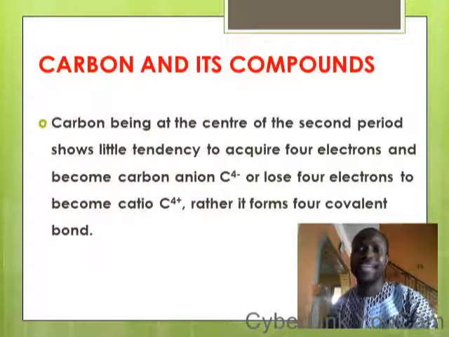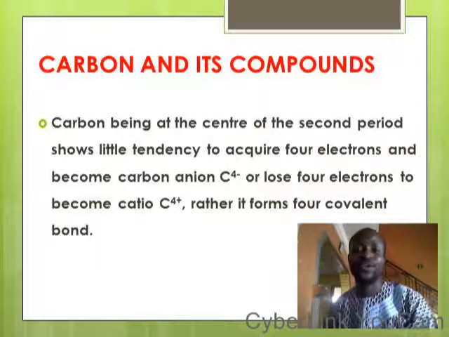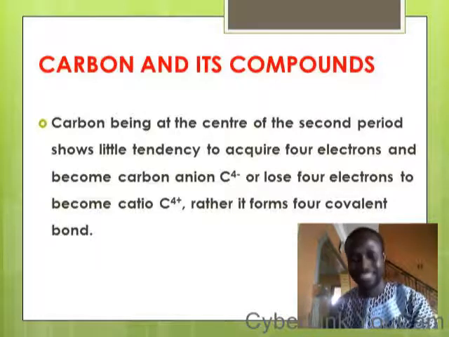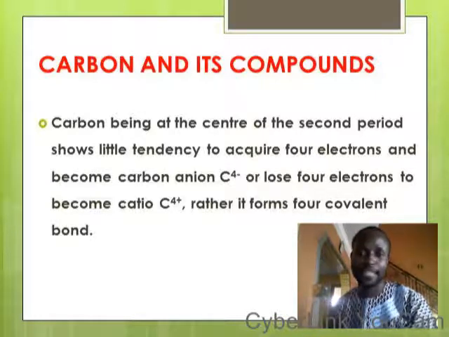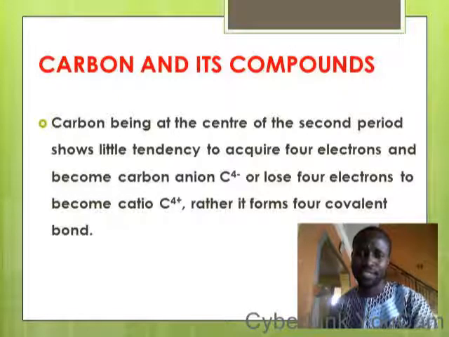Carbon, being at the center of the second period, shows very little tendency to acquire 4 electrons and become a carbon anion, or lose 4 electrons to become a cation. Rather, it forms 4 covalent bonds. Invariably, what I'm explaining here is that if you draw carbon, the atomic number is 6. K shell has 2 electrons. The L shell has 4 electrons. So carbon is a tetravalent element.